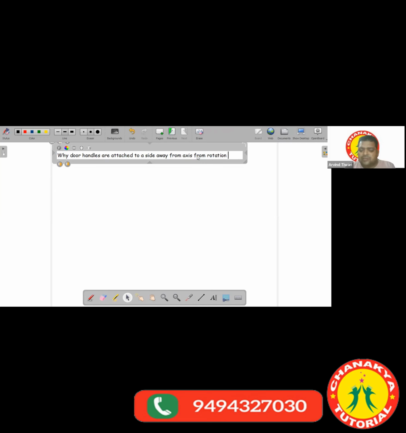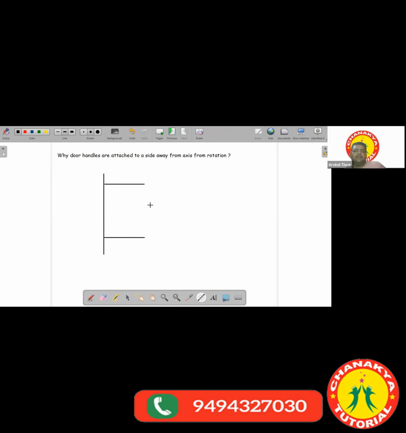See, if they are attached to a side, what happens? Suppose this is the axis of rotation, and let's say you have the door. The door is pivoted to this axis, so the door can be rotated about this axis like this. Now, I can put the handle here, or I can put the handle over here. So which one do you think would be better?